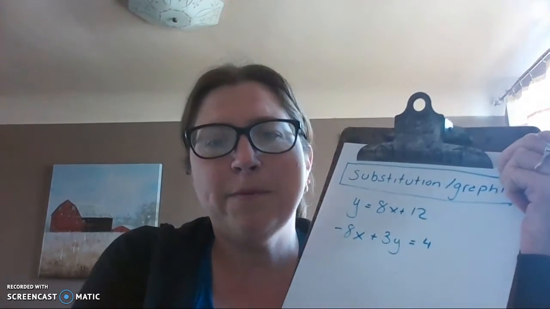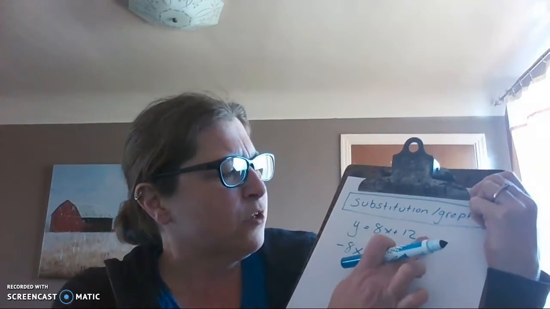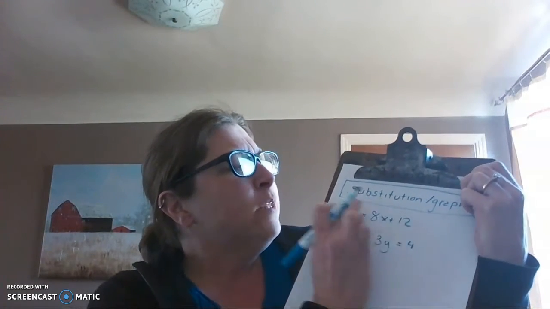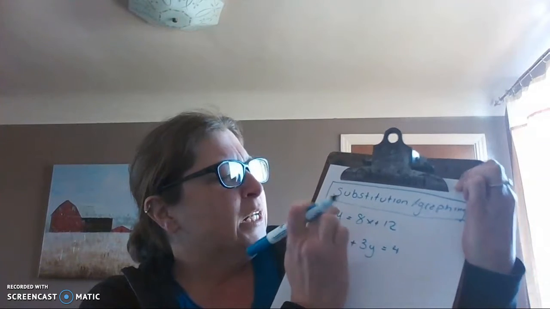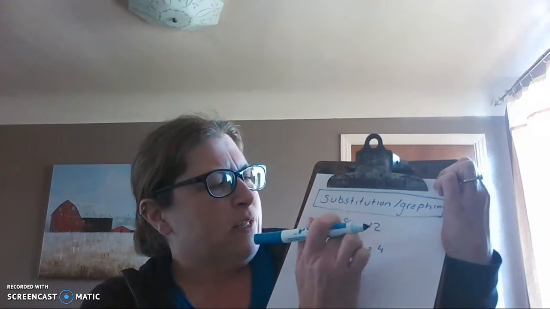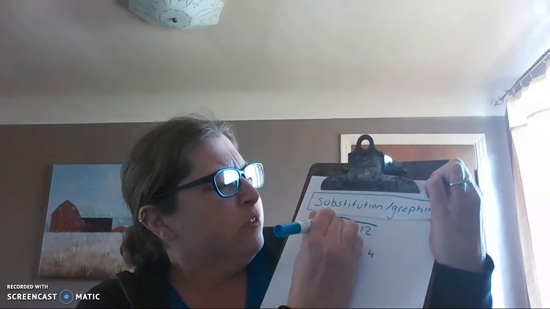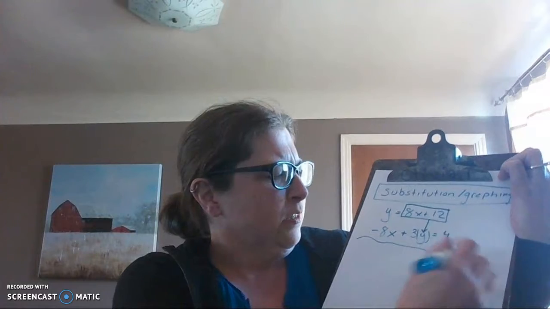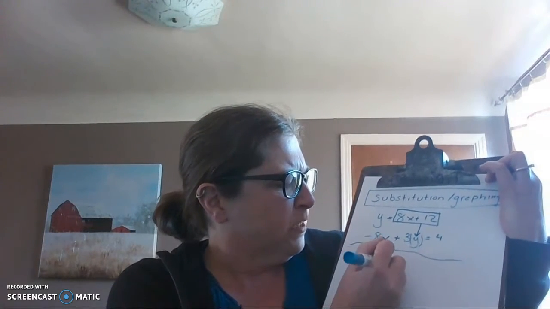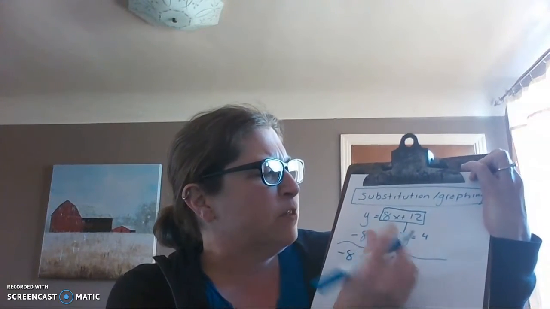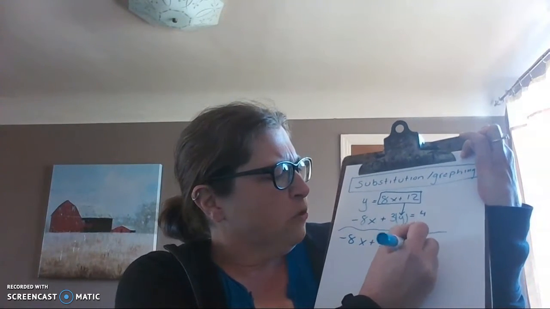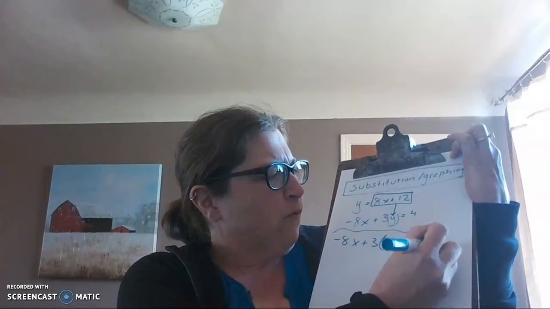Okay, so let's think about this problem. Here's the deal. This equation is in slope-intercept form. This one is not. It's in standard form. So what can we do? Well, one thing we can do is use substitution. Meaning if y is 8x plus 12 up here, it's the same thing down here. So if y equals this up here, it equals the same thing down here. So I can just write this equation, negative 8x plus 3, but instead of writing y, I'm going to use a parenthesis, and I'm going to put all of this in there. So 8x plus 12 equals 4.